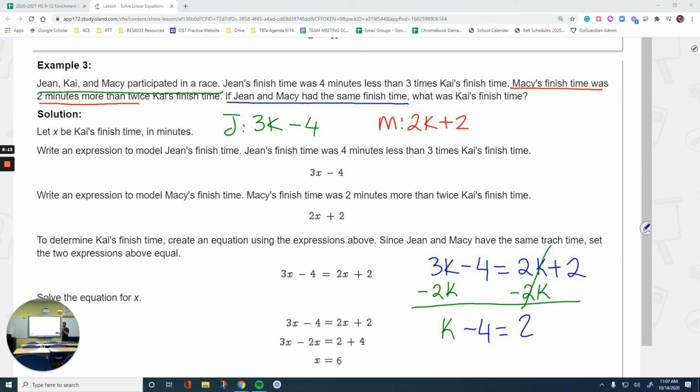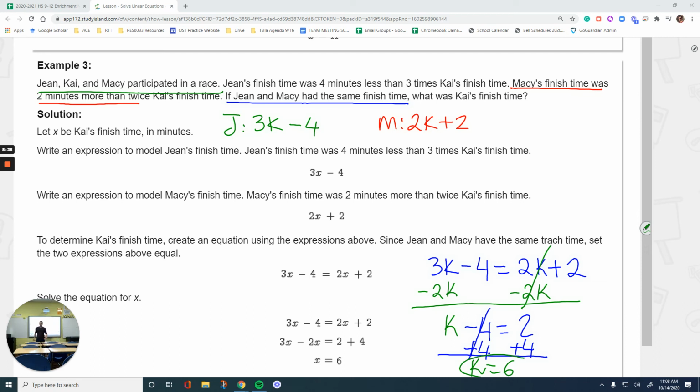Look at the like terms. I have a constant on the left, another constant on the right. I need to put them together on the right side so that the K is all by itself. So the only way is canceling the negative 4 out by doing its opposite. So add 4 on each side. K would be equal to 2 plus 4 equals 6.